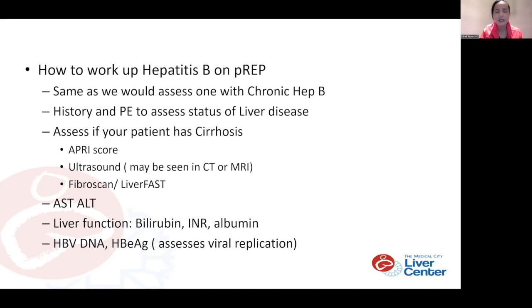So how do you work up hepatitis B in the setting of PrEP? It's actually the same as what you would do with one with chronic hepatitis B. You assess the liver disease, you assess if your patient has cirrhosis through the measures we discussed earlier, do liver enzymes and liver function tests, and also assess viral replication using your DNA.